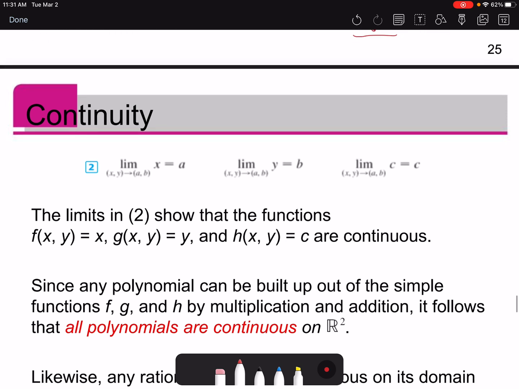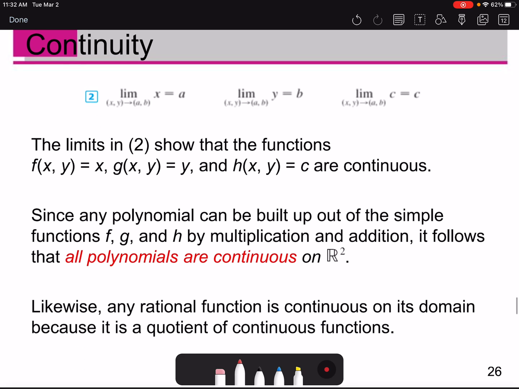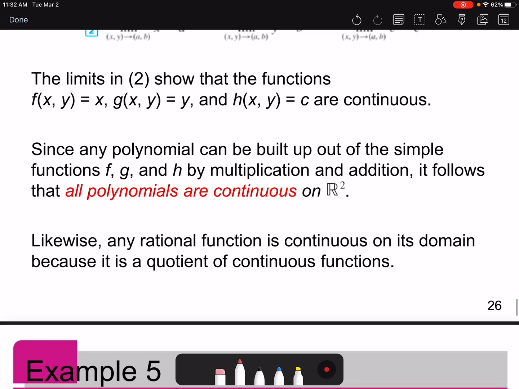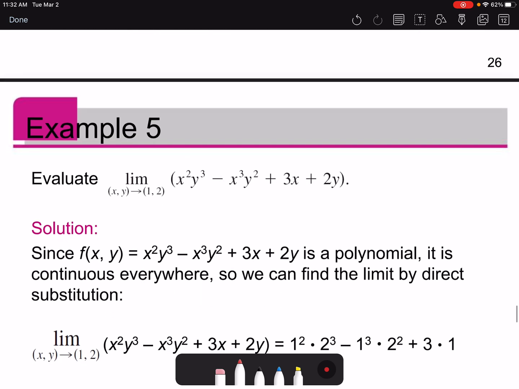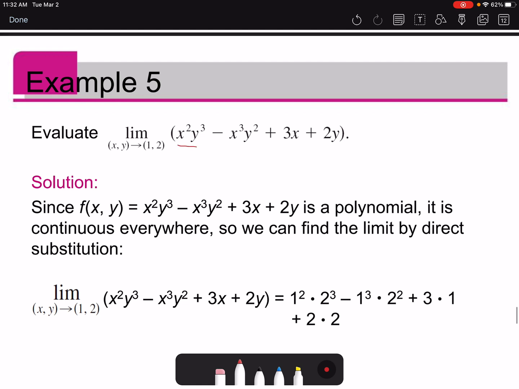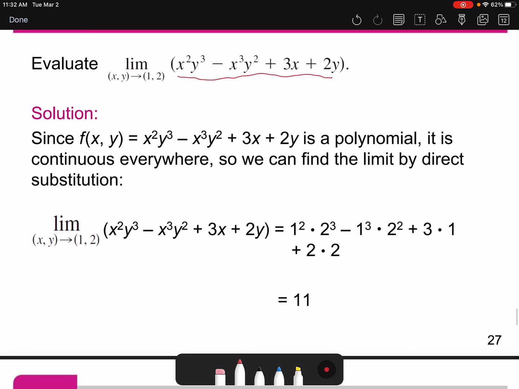So the limit shows that the functions f of (x, y) equal to x, g of (x, y) equal to y, and h of (x, y) equal to c are all continuous. So all polynomials are continuous on R2. Let's look at an example here. How do you evaluate this limit? Well, since the expression is a polynomial, therefore it's a continuous function. So to evaluate this limit, you simply plug in the function value, the point value there. So you get the answer 11.